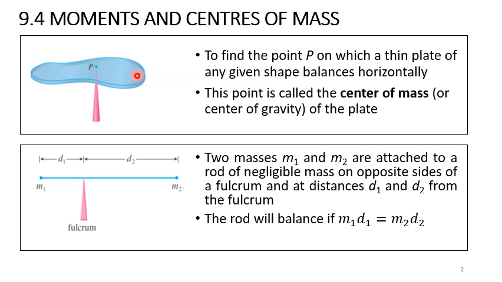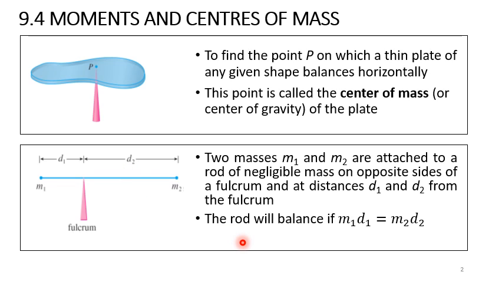So if you're given any thin plate, you want to find out a point where the plate balances. This point is called the center of mass or center of gravity of the plate. So imagine you have two particles with masses m1 and m2 attached to a rod of negligible mass on opposite sides of a fulcrum at distances d1 and d2. You know that the rod will only balance if m1 times d1 equals m2 times d2. So this is the basis.